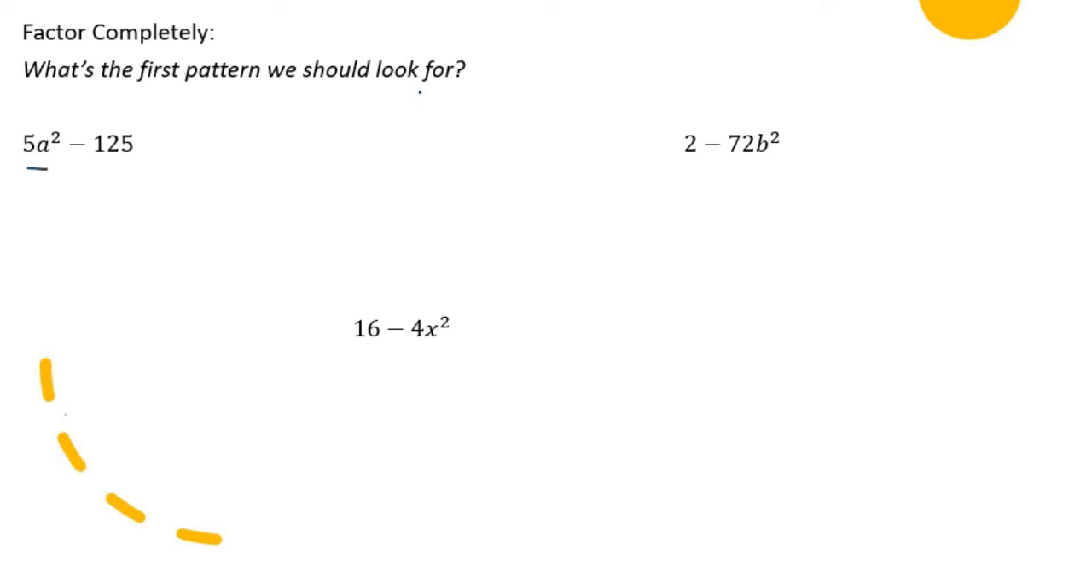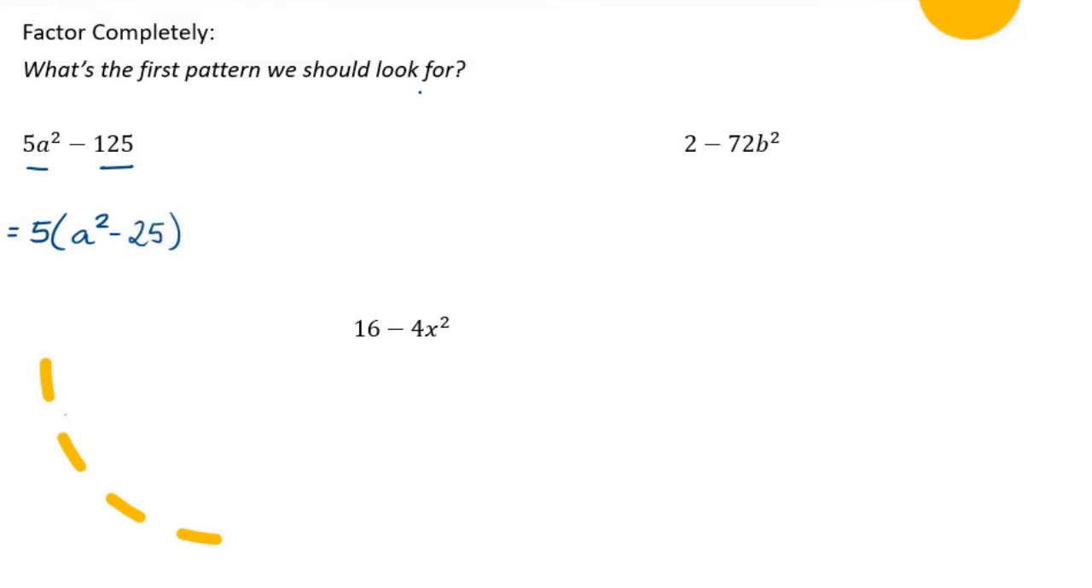Right? We have a binomial with a minus sign in between, and it's possible that this is a difference of squares. A squared is a perfect square, but 5 and 125 aren't. And even if one of them was and the other one wasn't, this is not a difference of squares. So we have to abandon that approach for now. But again, the first kind of factoring we should look for is finding a common factor. 5a squared and 125 are both divisible by 5. So I'll pull out 5, and then I have a squared minus 25 left over.